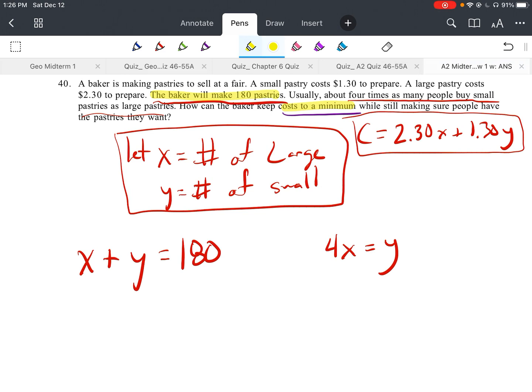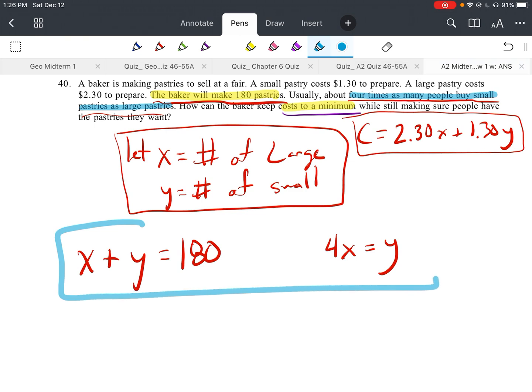Start with that, and then because the cost is 230 per large and 130 per small, you can make your cost function over there. Now, 4x equals y. Where does that come from? That's right here. 4 times as many people buy small pastries as large pastries. In other words, 4 times the large number would equal the small pastry number. So there are my 2 constraint functions.